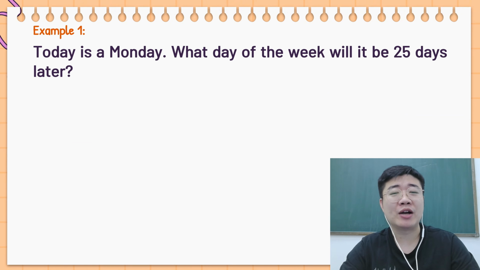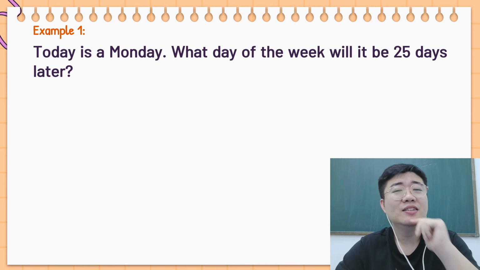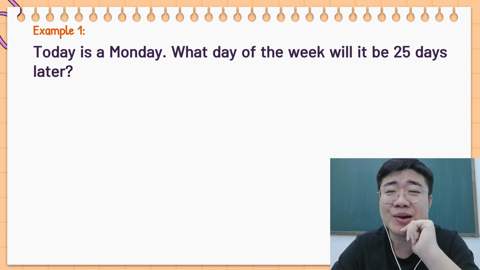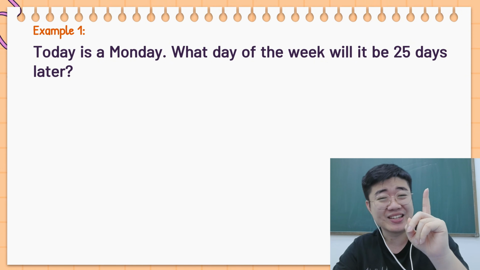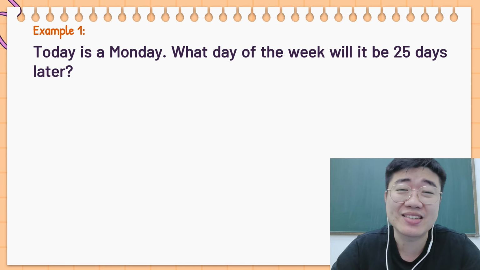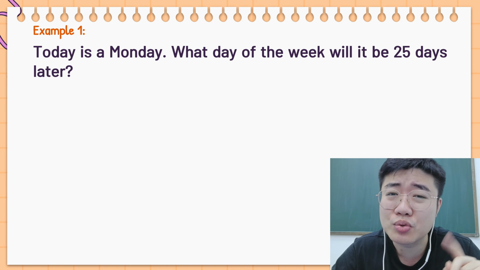Now, today is a Monday. What day of the week will it be 25 days later? Everyone, how are we going to solve this question? Are we going to list down all 25 days? We'll notice that if we list down all 25 days, definitely we can solve the question. But it will be very tedious to do so.